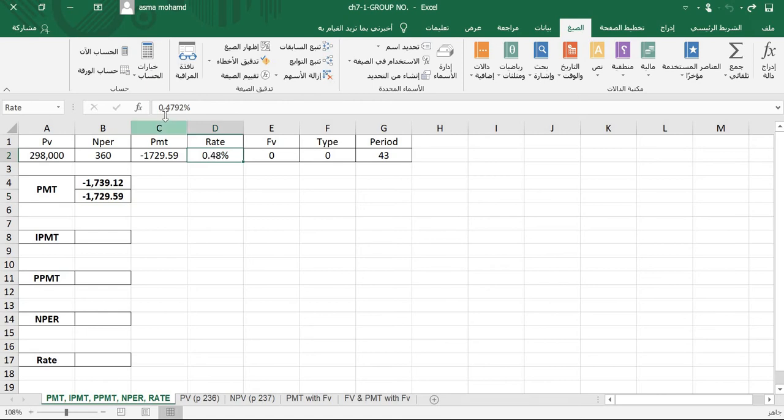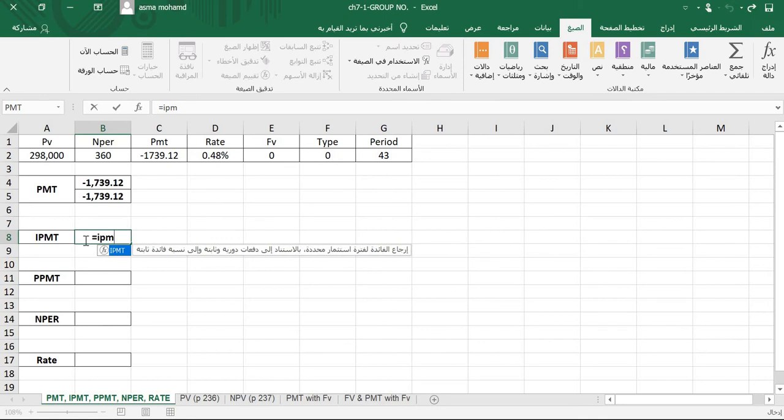Here it's 47.92, and here I put 47.50. But if I put 47.92, I will have the same result. Now let's move to the second one. The second one is the IPMT.